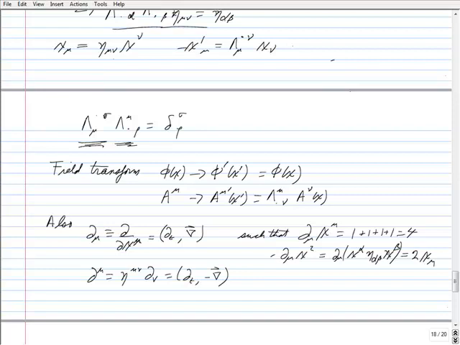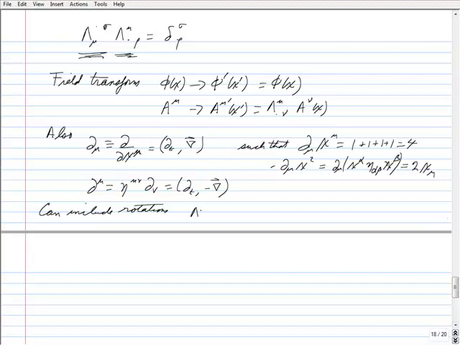Okay, and we can include rotations here, the same notation. In this case, Lambda^mu_nu is one in the rotation matrices. And we can do translations. x prime^mu is Lambda^mu_nu x^nu plus some a^mu. Okay. All right. So that's the little review of the Lorentz invariant notation.